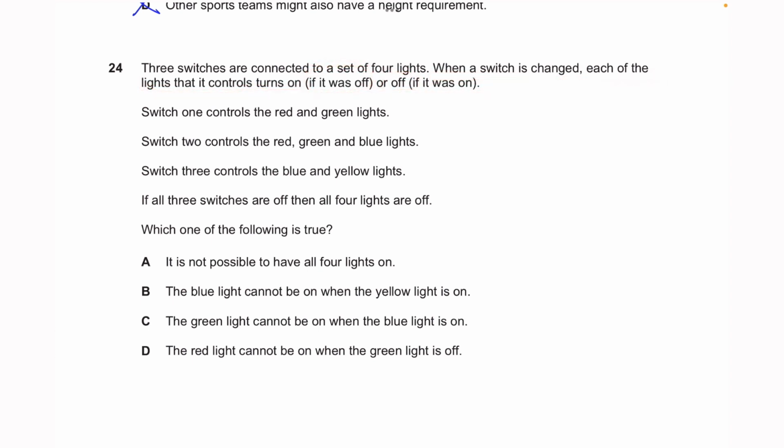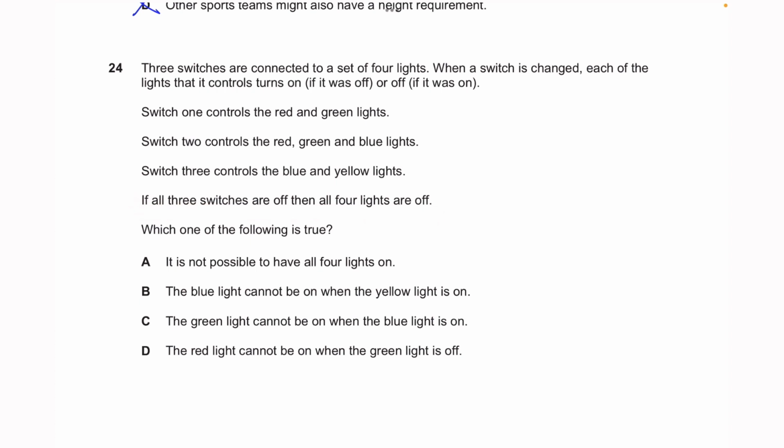So essentially, you're thinking of your normal light switches. There are only 2 functions. You either press it to turn it on if it was off, and if you flick it the other way, it's going to turn off if it was on. So relating that to how a light switch works. And these are the 3 extra pieces of information that were given. There are 3 switches and they're connected to 4 different lights. Switch 1 controls the red and green lights, switch 2 controls the red, green and blue lights, switch 3 controls the blue and yellow lights, and if all 3 switches are off, then all 4 lights are off as well.